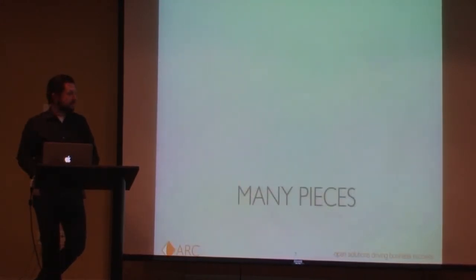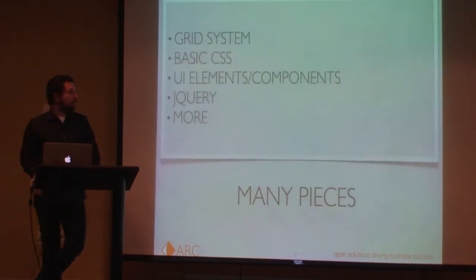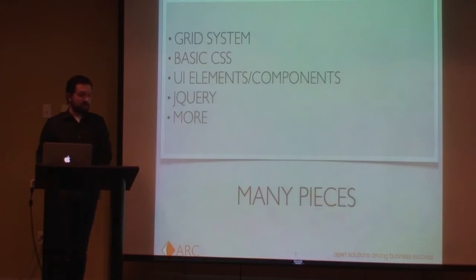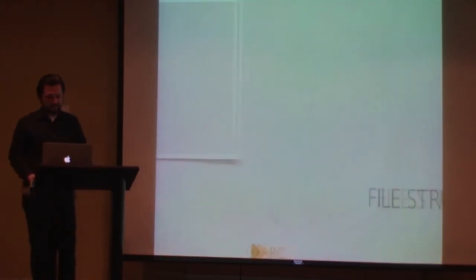It's got a bunch of pieces that are now wonderfully included in Joomla 3.0. So those would include parts of a grid system. There's basic CSS, UI elements, components. jQuery is now a core JavaScript library in Joomla 3.0, as well as MooTools is still there if you really like it and want to use it.